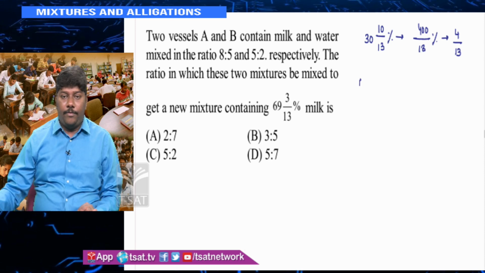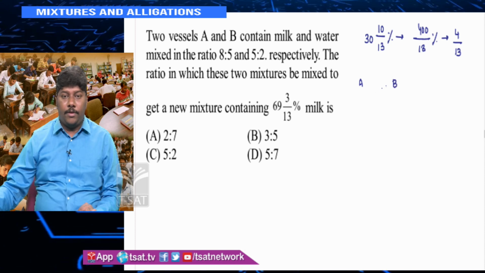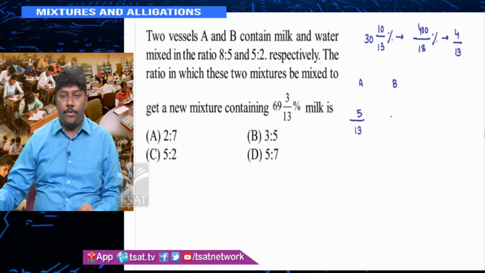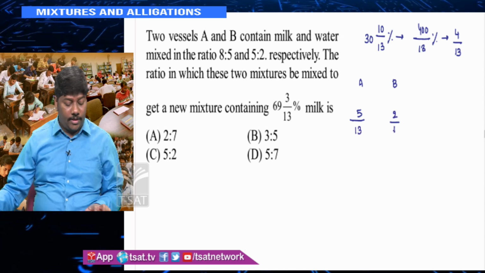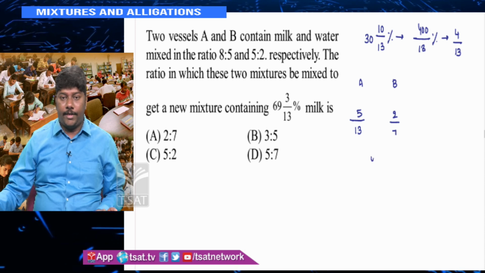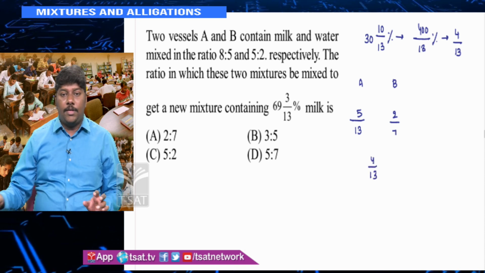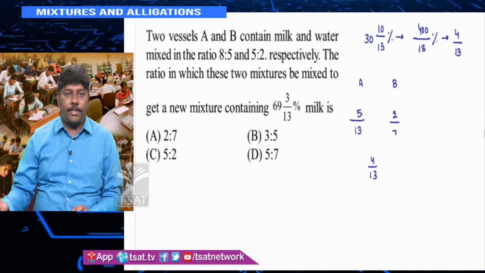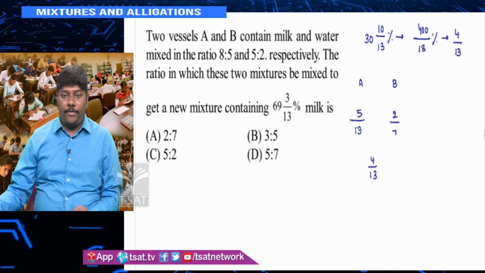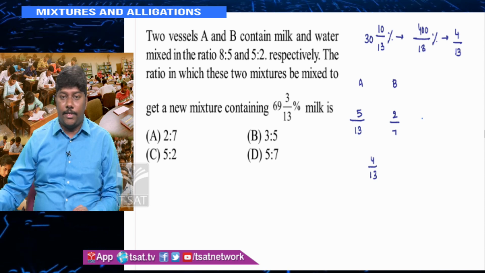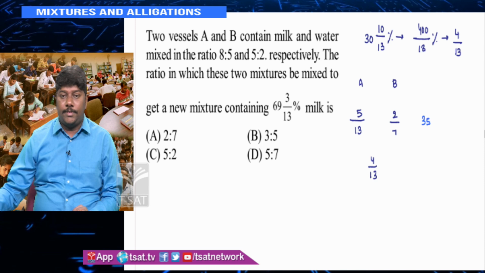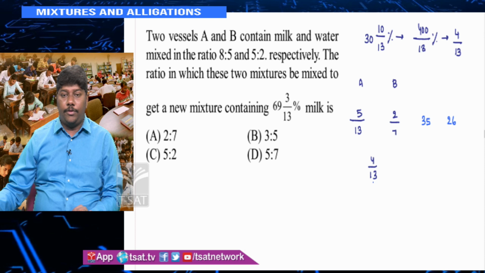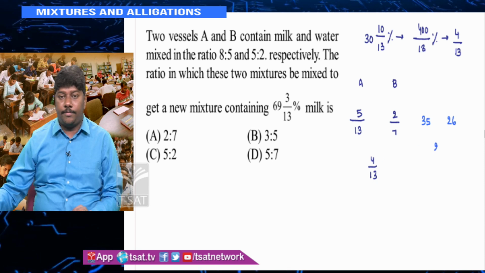Now vessel A and vessel B, first of all take water in it. Water in the first one is 5 out of 13. Water in the second one is 2 out of 7. Water in the last one, the mixture, is 4/13. You multiply everything with 13 into 7, 91. Why am I multiplying it with 13 and 7? Because the LCM of 13 and 7 is simply 13 into 7. So if I multiply it with 13 and 7, 13 cancel, 5 7s are 35. 7 cancel, 13 2s are 26. 13 cancel, 4 7s are 28.